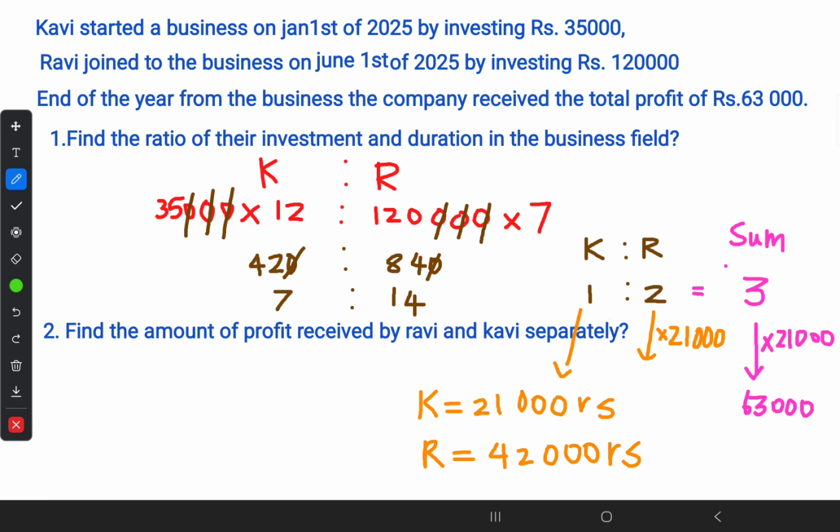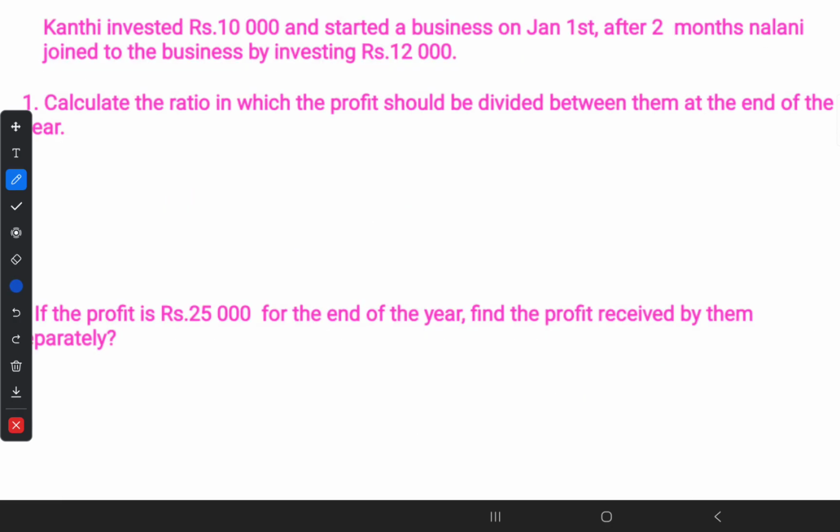Then the total profit received by the whole company is 63,000. So find the sum of terms. Sum of terms means total. Total profit is 63,000. You can find the multiplicand by multiplying each of their respective ratio quantities with 21,000. We can find the profit received by Kavi, 21,000, and by Ravi, 42,000, respectively. Let's have a look into it.